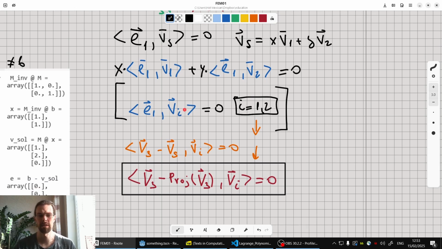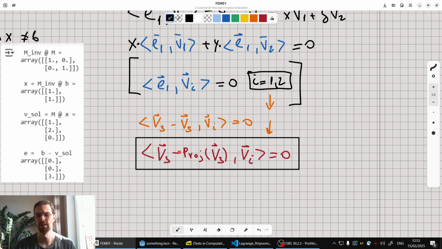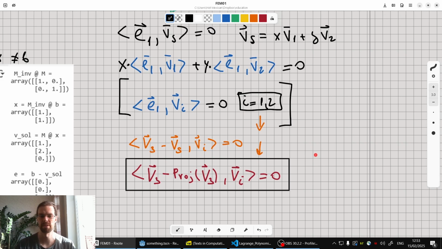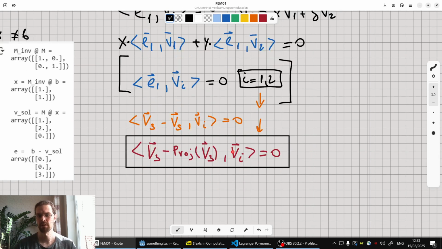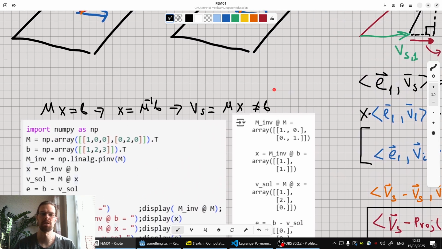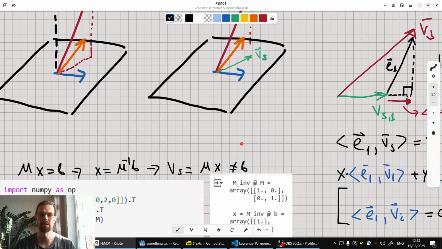Maybe we can rewrite it. We know this error is the target minus our solution. In fact, our solution is just the projection of our target onto our plane. And it will be true for any basis vectors. We can, by the way, check this mathematically, whether this works.